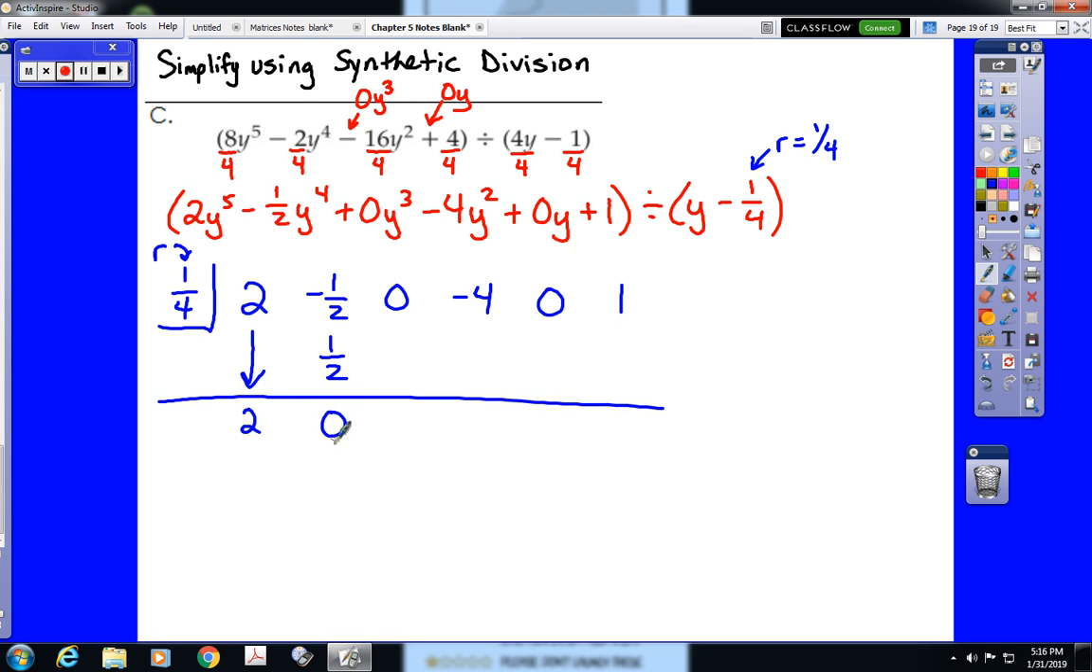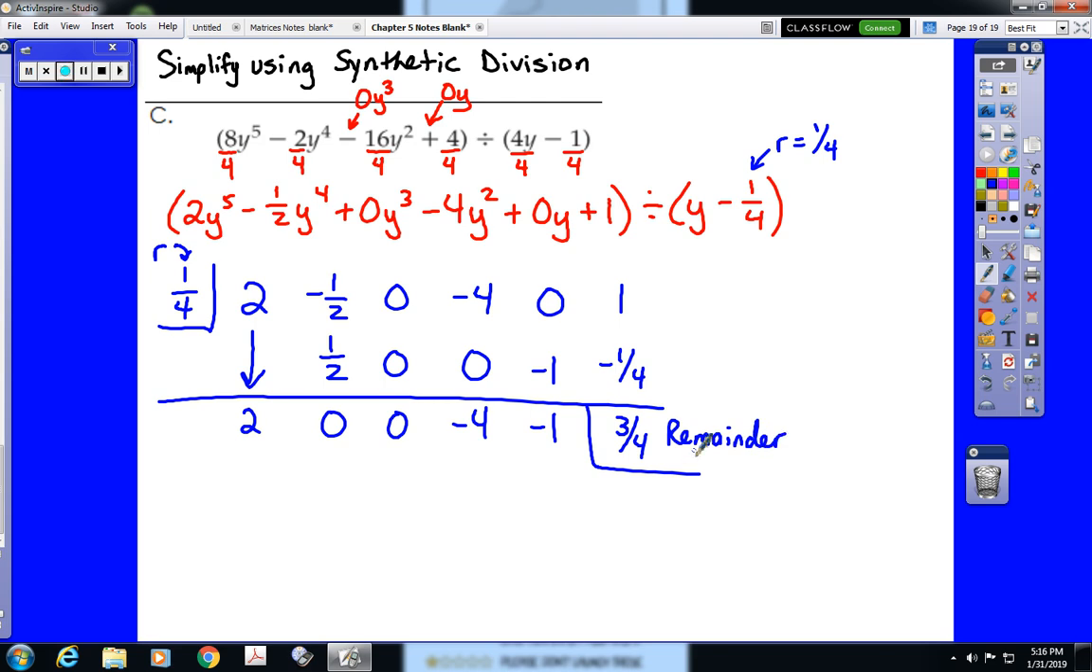1/4 times 0 is 0. Add down, still 0. 1/4 times 0 is 0. Add down, negative 4. 1/4 times negative 4 is negative 1. Add down is negative 1. 1/4 times negative 1 is negative 1/4. Add down, we have a remainder of 3/4.